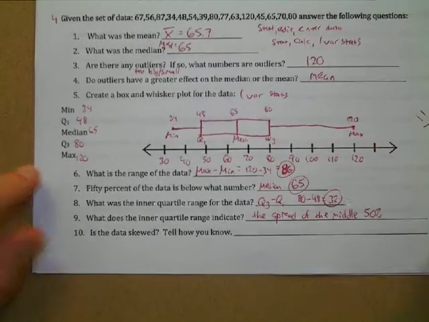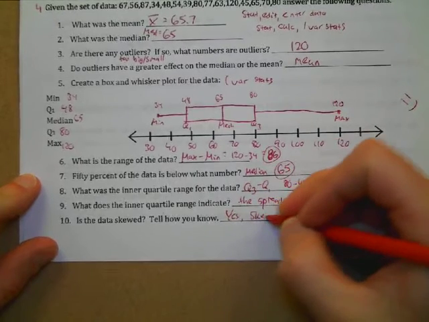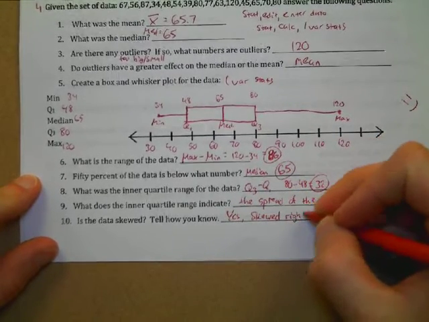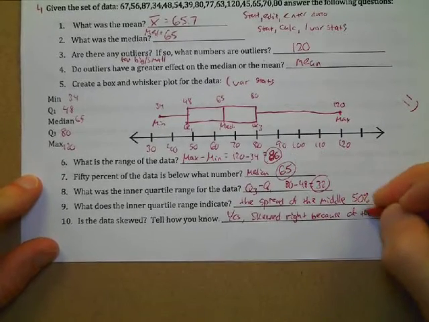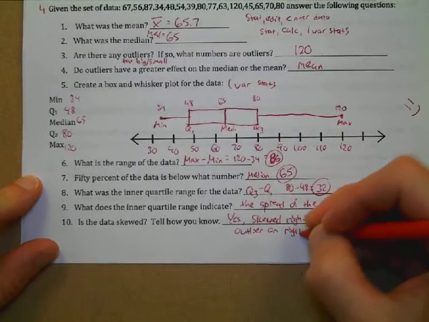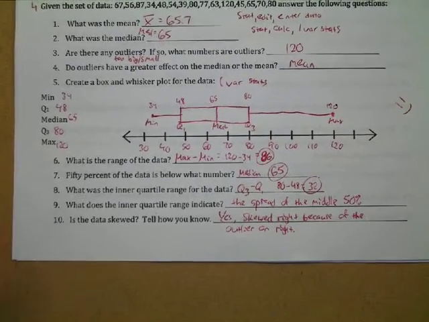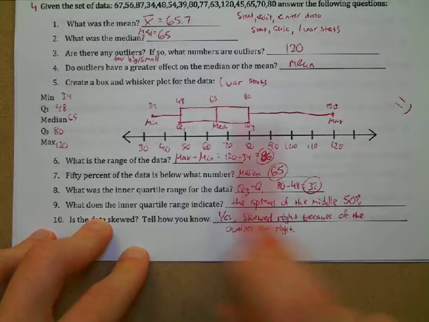Is the data skewed? Yes. Skewed right because of the outlier on the right. That outlier on the right is pulling our data, pulling our mean, the center of our data, to the right. It looks like it's moving more right than it really is because of that outlier. So it's skewing things to the right. The right half of our data is more spread out, so it's skewed right.